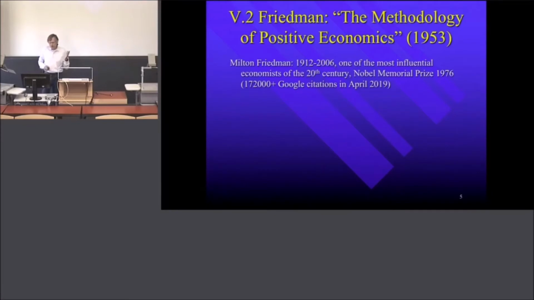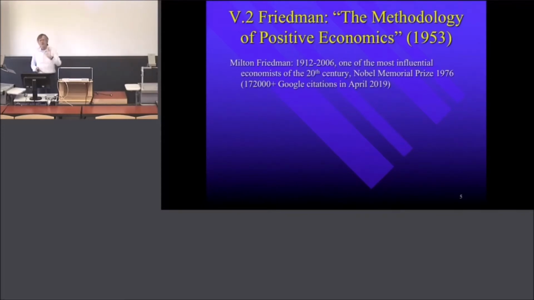1976. And if you look at Google citations, 172,000 in April, that's a lot. Right? This is really a lot. Of those economists alive, they reach something like 100,000. Thaler is at the moment, I think, at 120, 130,000. Fair is at 90,000. Amartya Sen is at 280,000 or so. So these are the numbers.